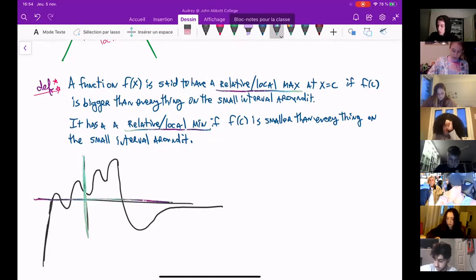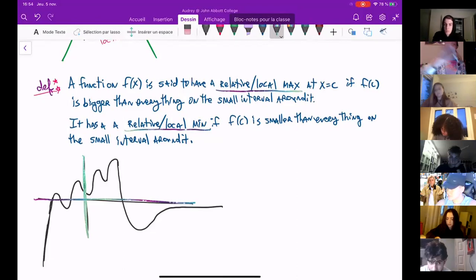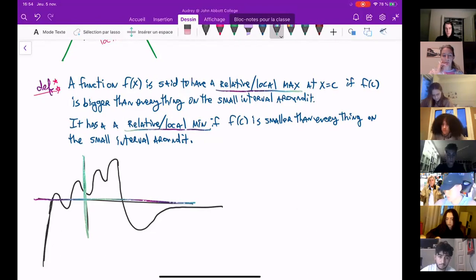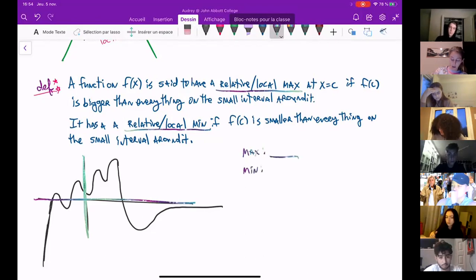When you guys have a moment, tell me in the chat, does this function have a global max? Yes or no? Does it have a global min? Yes or no? So just say max, yes, no, min, yes, no. So I need to know what that no goes with. Xavier. So you should be saying, max, yes, no, min, yes, no.